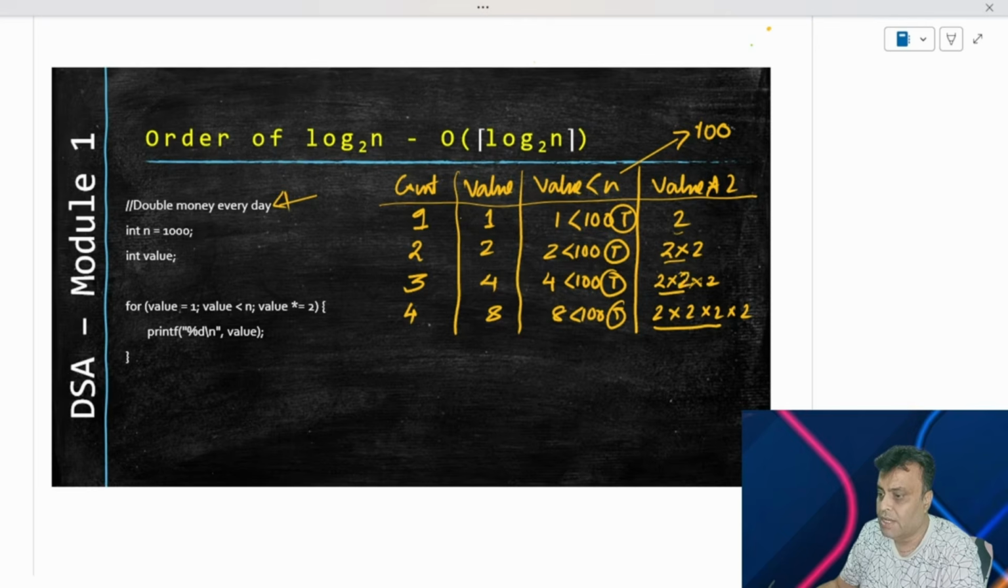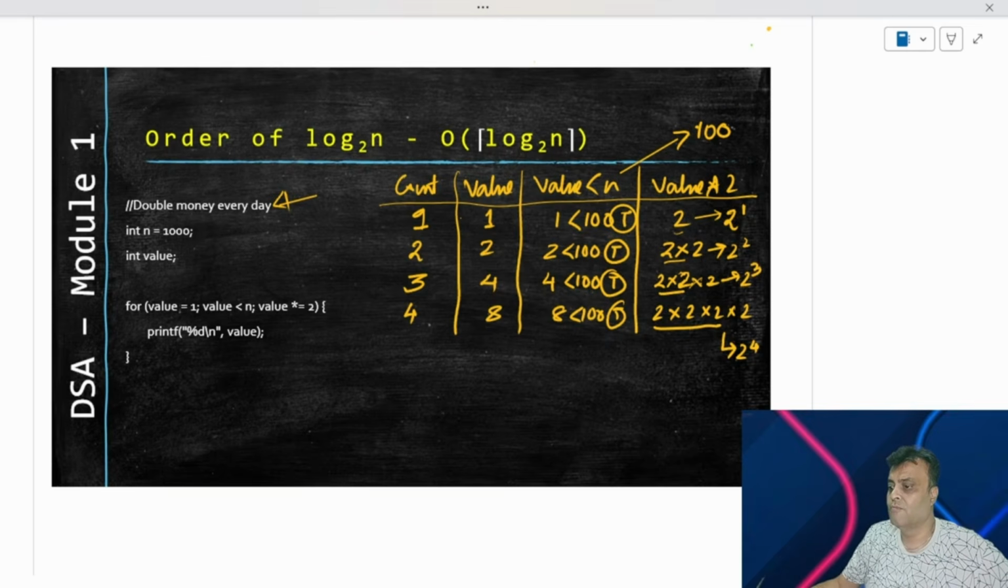Net, if we can create a general formula out of this, can we say this represents 2 to the power 1? Can we say this represents 2 to the power 2? Can we say this represents 2 to the power 3, and this represents 2 to the power 4? If we can say that, then do we know how many times it will run? What is this count going to be?